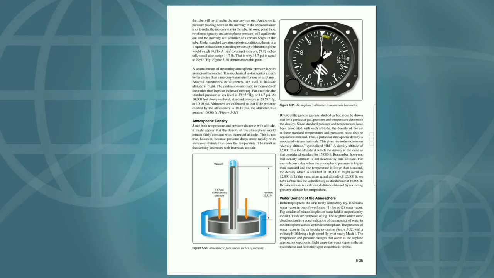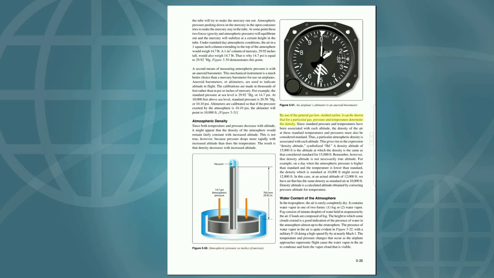An airplane's altimeter is an aneroid barometer. Figure 5-50. Atmospheric pressure as inches of mercury: vacuum, 14.7 psi atmospheric pressure, 760 millimeters, 29.92 inches.